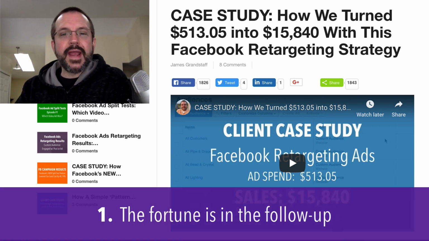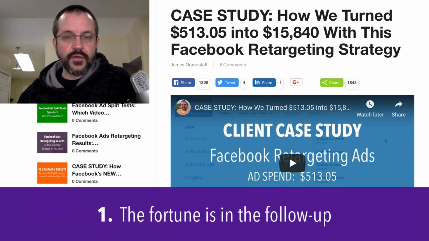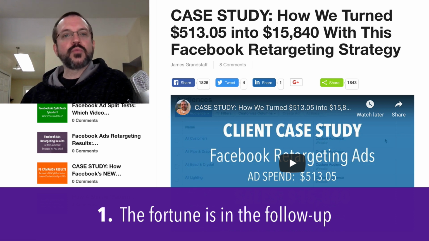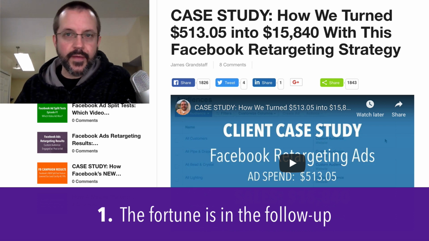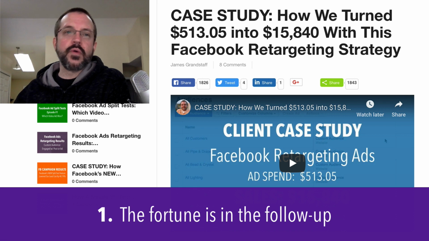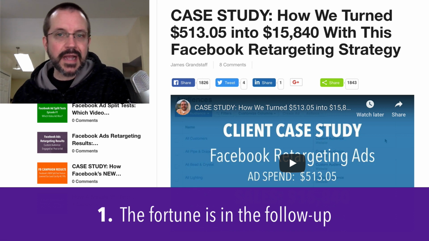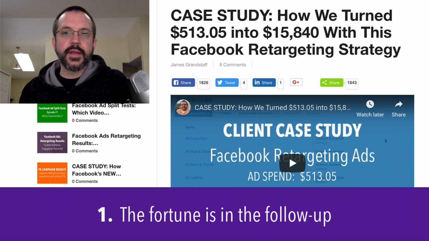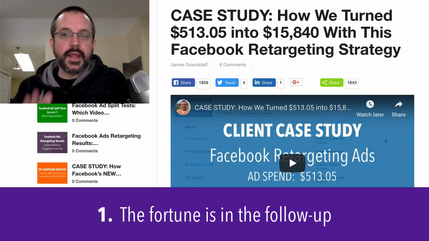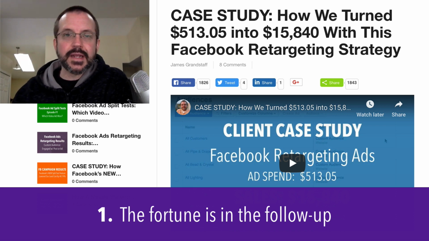So the first way is follow-up, right? The fortune is in the follow-up, and what I mean by that in regards to Facebook ads is retargeting. All right, retargeting the people who visit your website, who click add to cart, who show some interest in your content, consuming your content, whatever it may be. Retargeting is number 1, and I'm going to show you some really cool case studies here in a second.